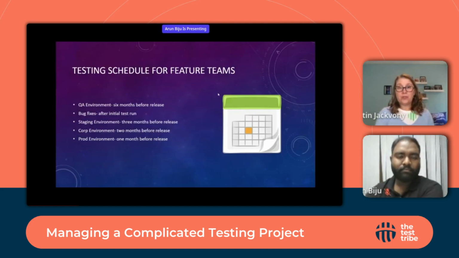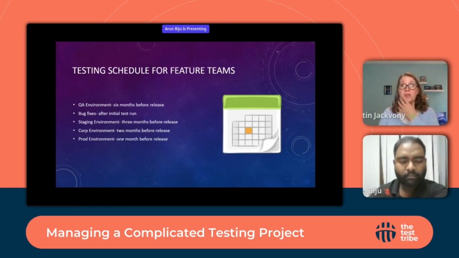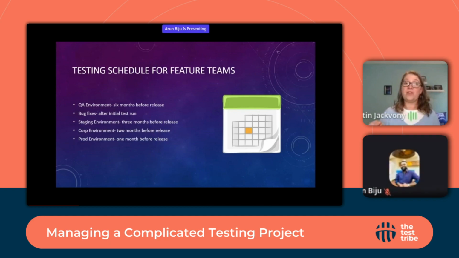So I made a testing schedule for the feature team so that they would understand exactly when we were going to be expecting them to test. So in the QA environment, 6 months before release, we sort of unveiled the app for all of those feature teams to test. And it was a good thing we did because we found lots and lots of bugs. I think it was something like 450 bugs. It was a lot of bugs. And so then, the next phase was bug fixes. While the bugs were being fixed, we would usually ask the person who found the bug to do a retest to make sure that it was working correctly for them now.